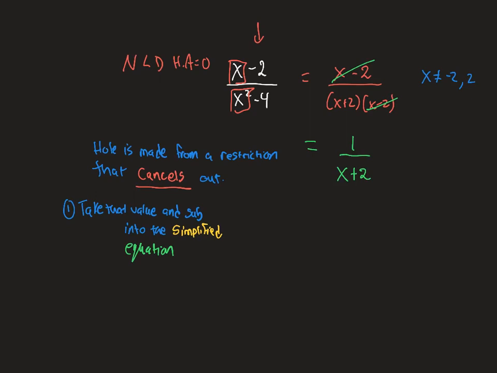So I know that x minus 2 cancels out. What belonged to x minus 2? Well, that was this 2 here. So we're going to sub 2 in here. So 1 over 2 plus 2 is 1 over 4. This means I have a hole at 2 and 1 over 4. So how would this look like in a graph? So let's graph this out. This would mean, sorry, I'm going to have to put it in this very tight space here.